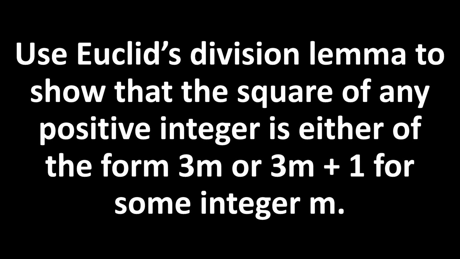In this video, we are going to solve question number 4 of exercise 1.1. The question is, use Euclid's division lemma to show that the square of any positive integer is either of the form 3m or 3m plus 1 for some integer m. So observe here, we have to take the square of any positive integer and express it in the form of either 3m or 3m plus 1, where m is some integer.